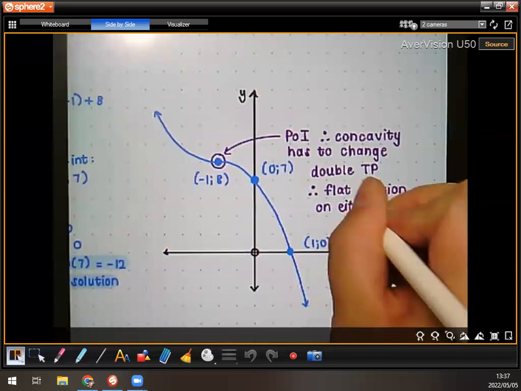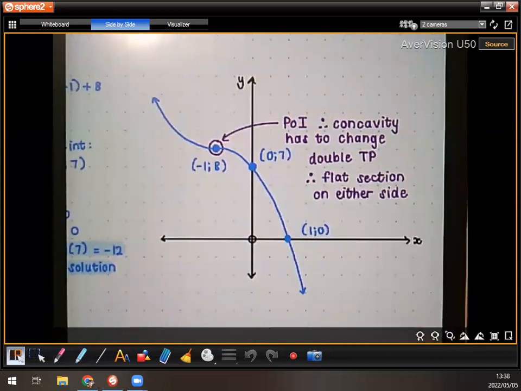I'm just going to make a little note here. This is a point of inflection. Therefore, concavity has to change. And also because it's a double turning point, you have to have a flat, I always say flat, but that's not really mathematical terminology, let's say section on either side.